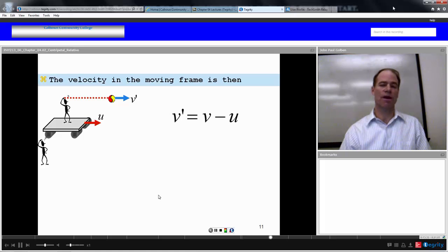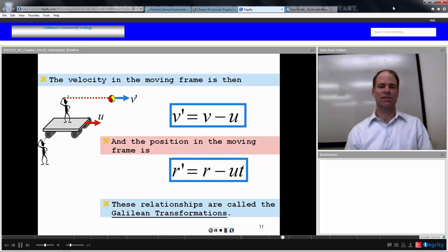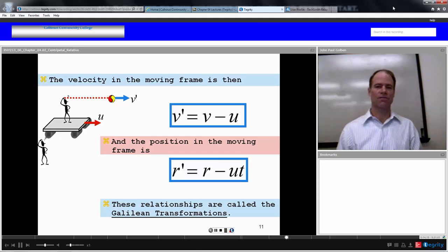So the velocity in the moving frame of reference will be equal to the velocity seen in the rest frame minus the velocity of the moving frame. So v prime will equal the true velocity in the inertial frame minus the velocity of the moving frame. And position in the moving frame will be the position observed in the rest frame minus the velocity of the moving frame times time. So there's going to be a correction based on the fact that your frame of reference is moving. These relationships are called the Galilean Transformations. They allow us to transform from a rest frame to a moving frame and still discuss velocity and position from these transformations.